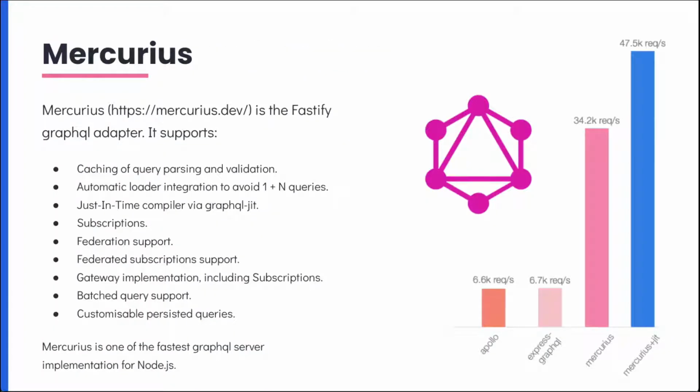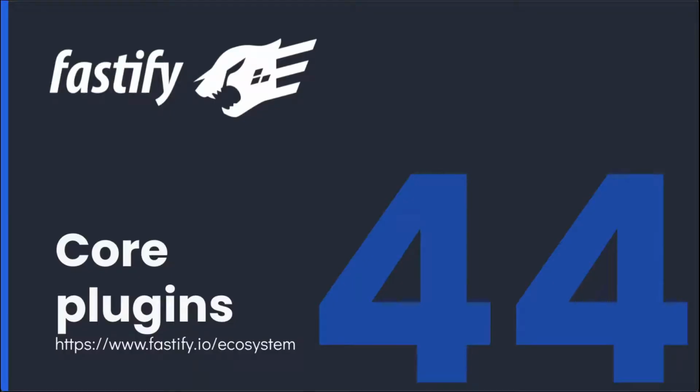Fastify also has another library called Mercurius that you can use on top. It provides support for GraphQL, and it's also very fast. As I said, one of the key parts of Fastify is its plugins, and we have both core plugins and ecosystem plugins. What is the difference?